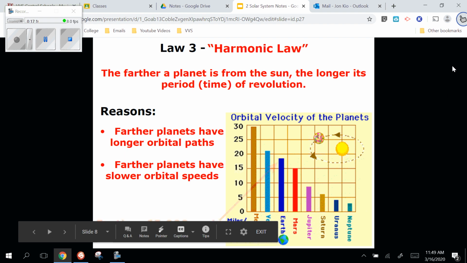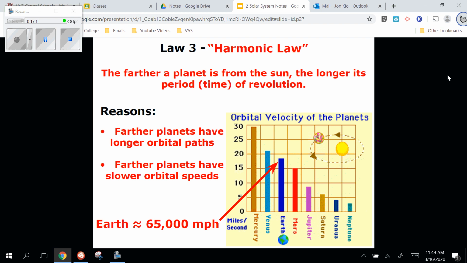And then just some perspective, we have Earth. These are the speeds of the planets in their orbit in miles per second. So Earth's about 17-ish, 18 miles per second, which equates to about 65,000 miles per hour. So we're moving around the sun at an average speed of about 65,000 miles per hour.